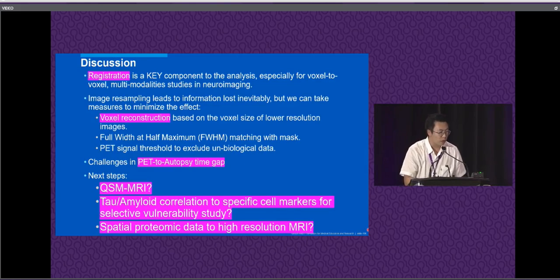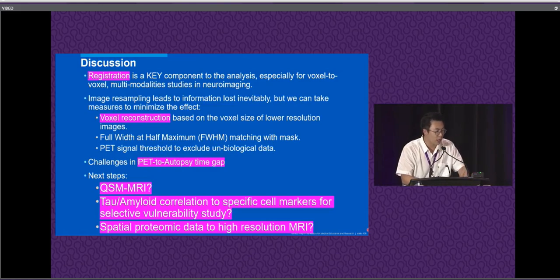So I want to point out that the key component of this study is really the image registration, especially when you're doing voxel-to-voxel analysis and multimodality studies, which are very sensitive to any kind of image or data misalignment. Something that you really need to think about at the stage of the autopsy, for example, is how to preserve your tissue structure better and reduce the amount of distortion during immunohistochemistry.